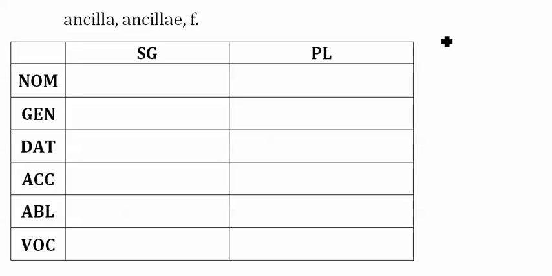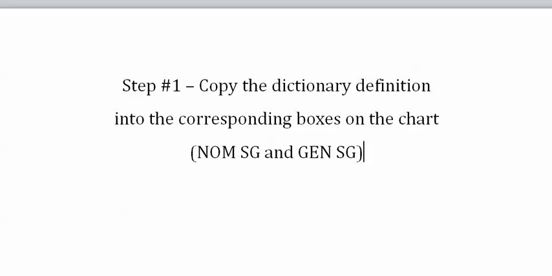All right. I have the noun ancilla, ancillae, feminine, which means slave woman, and I want to decline it into all its forms. What is my first step? First, I'm going to copy the dictionary definition forms. They go into the corresponding boxes on the chart, which are the nominative singular for the first form and the genitive singular for the second form.